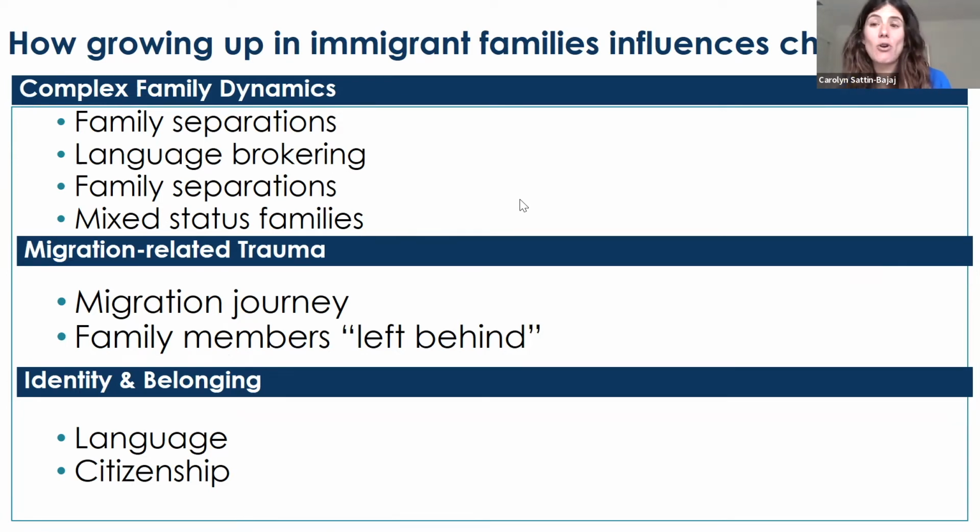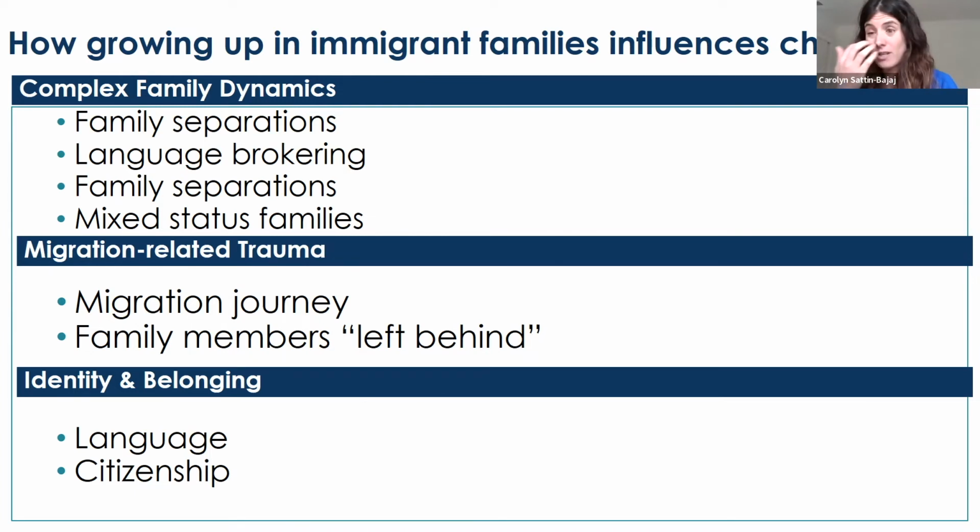The ways that growing up in an immigrant family might affect the family dynamics. So in some families, there might have been long-term separations if a parent left and immigrated early, or both parents, and a child was left with a grandparent or another relative in the country of origin, and then 10 years later, they're reunited with a parent they didn't know.